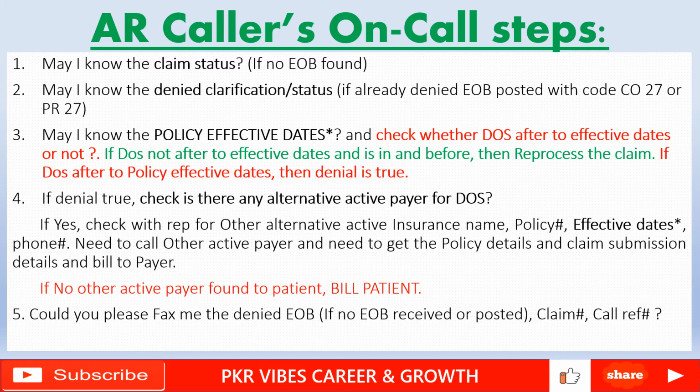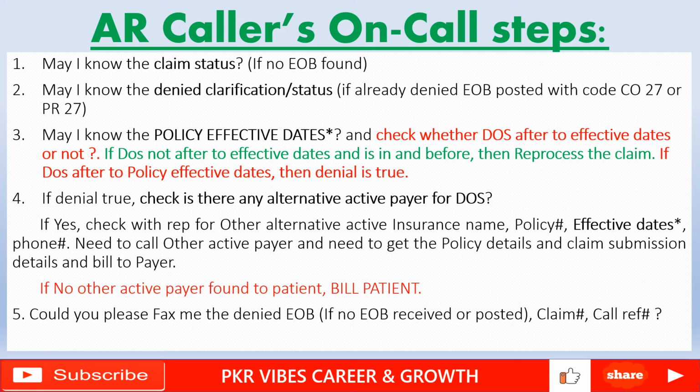If the rep says yes, there is one more insurance which is active for this patient, then check with the insurance representative for the alternative active insurance details: what is the other insurance name, what is the policy ID for that other active insurance, what are the effective dates, what are the phone numbers, and also the claim details. For example, some reps will provide the other insurance details completely, some reps will not provide the complete details, but they will definitely provide the phone number.